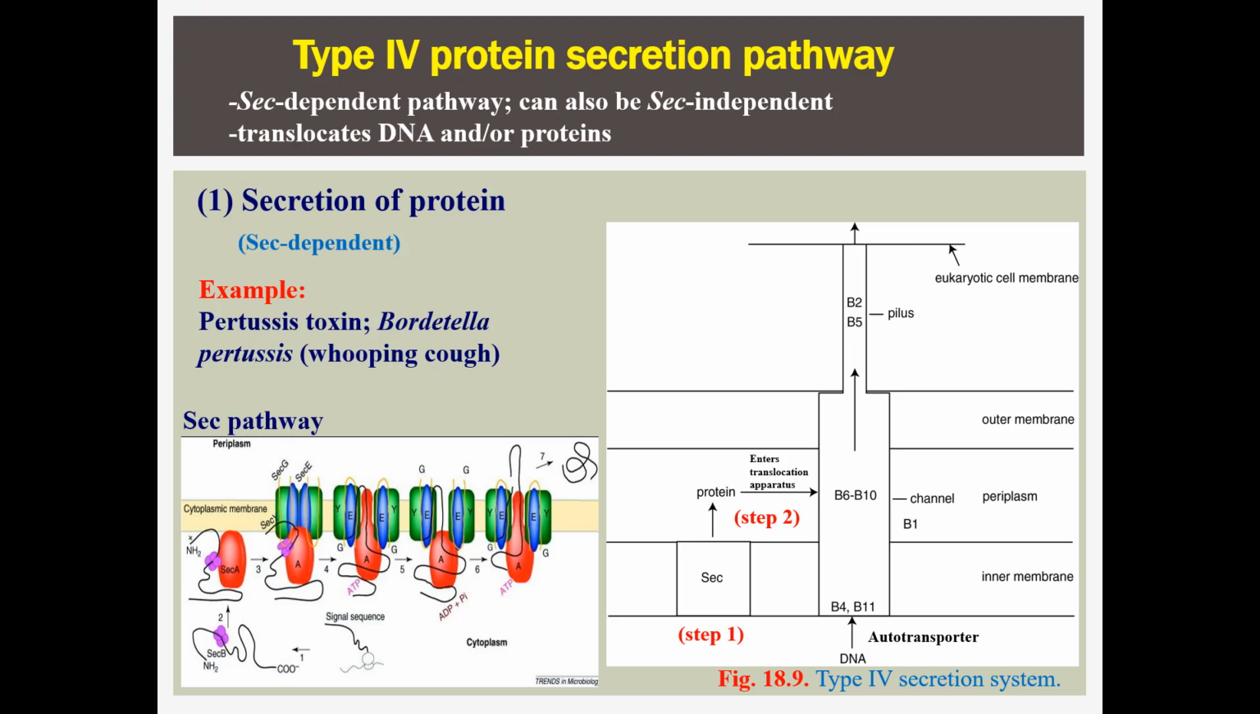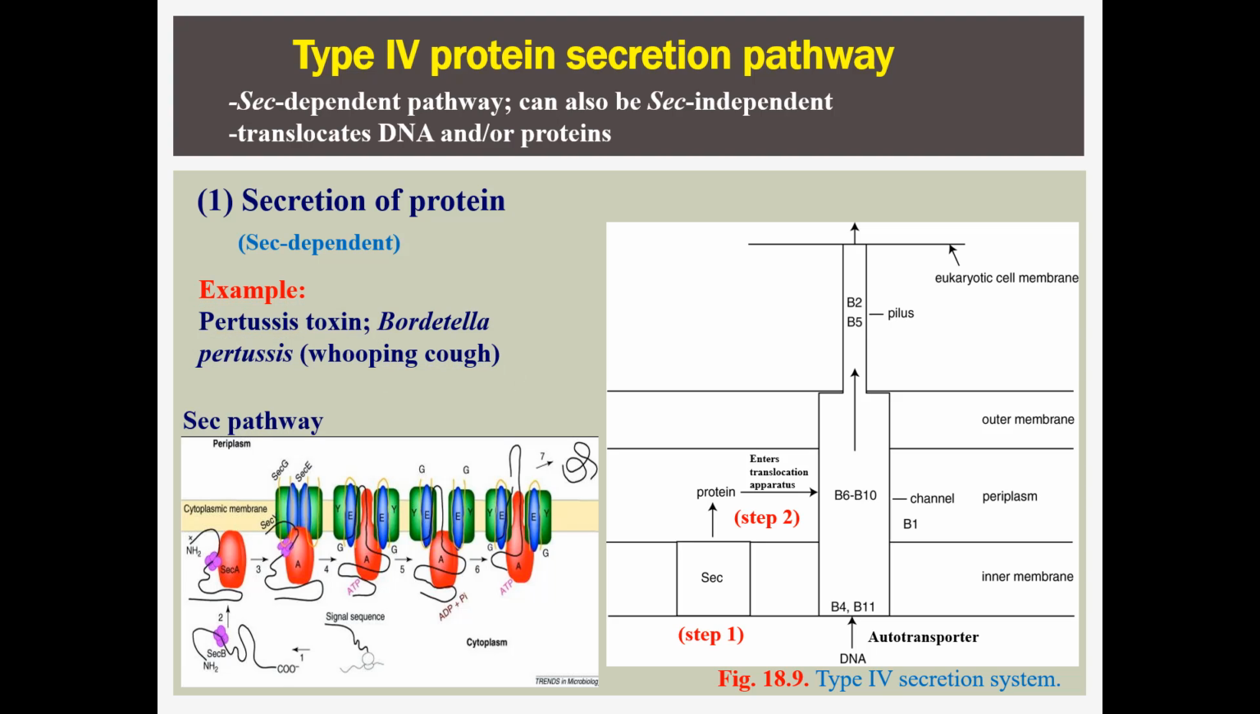Now, the secretion pathway uses either the Sec-dependent pathway or the Sec-independent pathway. When translocating protein across the plasma and outer membranes, the cells use the Sec-dependent pathway. An example of a protein translocated using type 4 secretion pathway is the pertussis toxin produced by Bordetella pertussis, which causes the respiratory tract infection whooping cough.